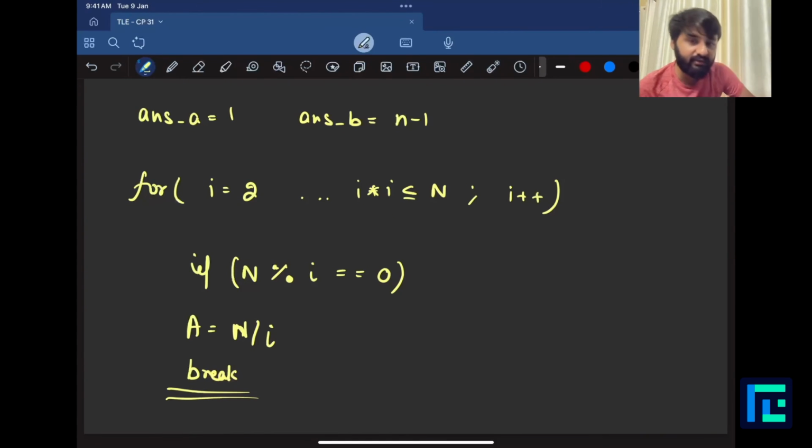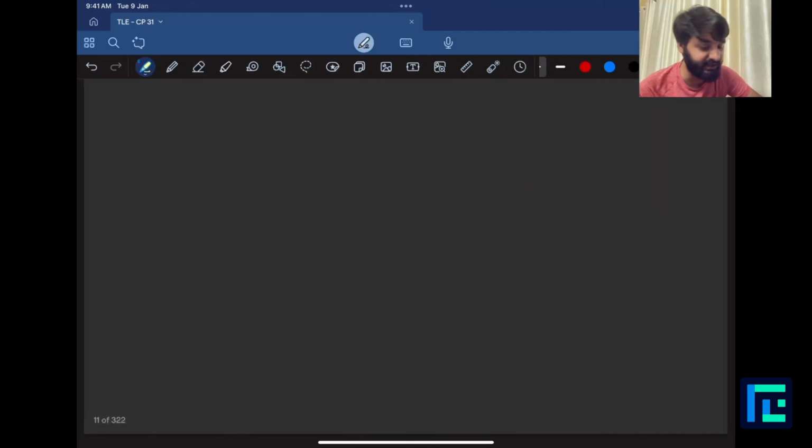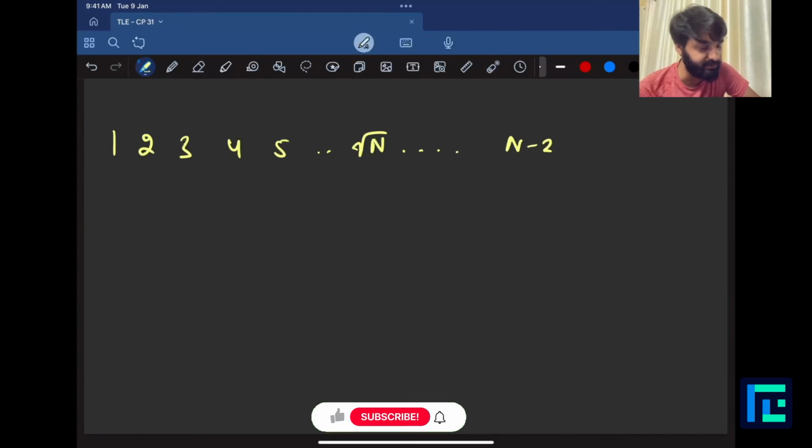Why is this going to work? Why am I saying n by i is the largest factor? This is a small prerequisite in the square root method only. I'll give you a small diagram over here so that it becomes very neat. What actually happens is the square root method looks something like this. Say the numbers are from 1, 2, 3, 4, 5, and so on till square root n, and so on till n minus 2, n minus 1, n.